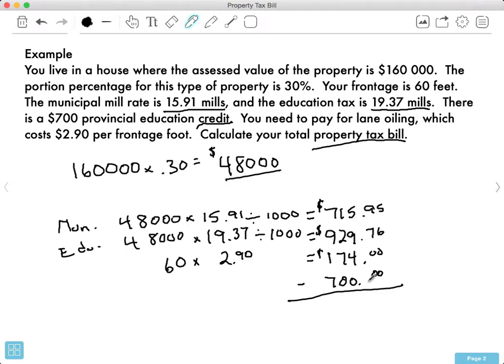So to get our final property tax amount, we are going to add all of the taxes that go to 3 separate locations, and then we're going to subtract the $700 credit. So after adding the $763.68, $929.76, $174 minus $700, I end up with a final amount of $1,167.44. And that would be this property's final property tax bill for the year.